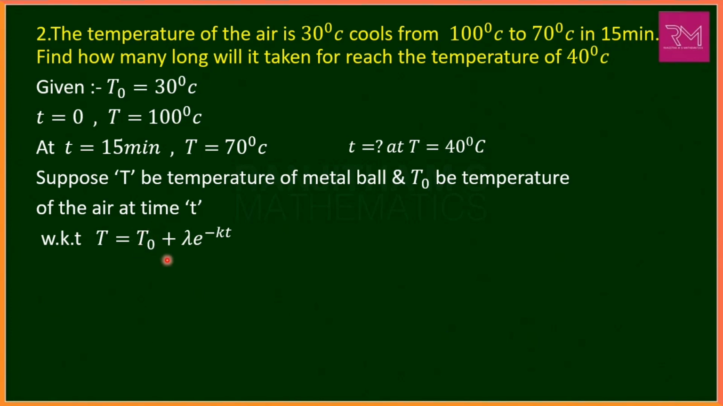For that, substitute the T0 value, that is the temperature of air T0. We get a value of 30 degrees Celsius, that is T is equal to 30 plus lambda into exponential power minus kt. Call this equation number 1.